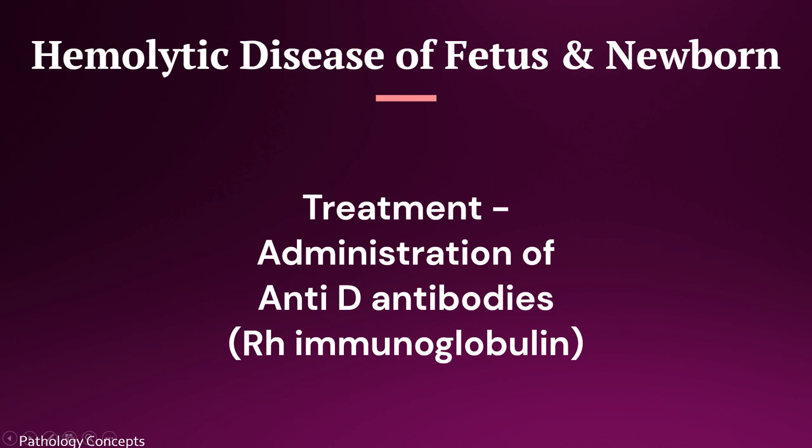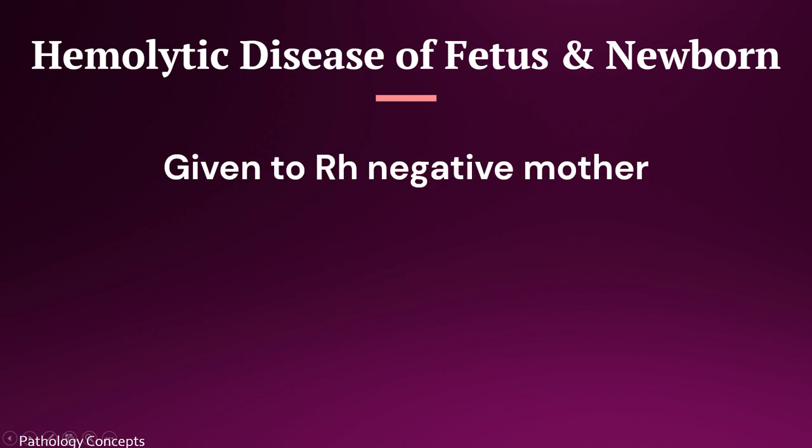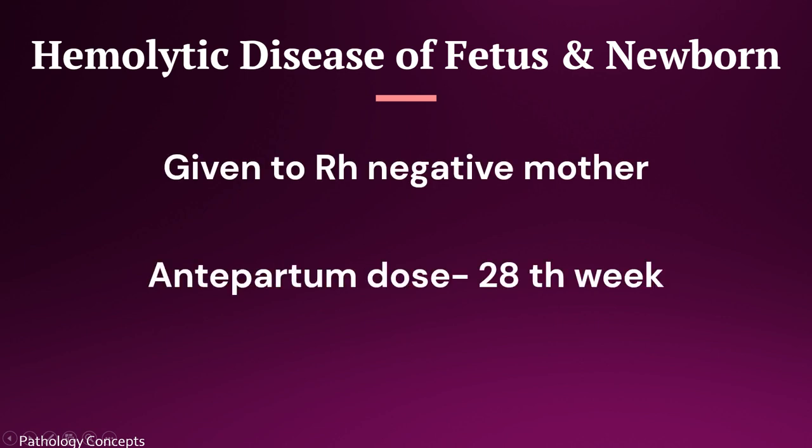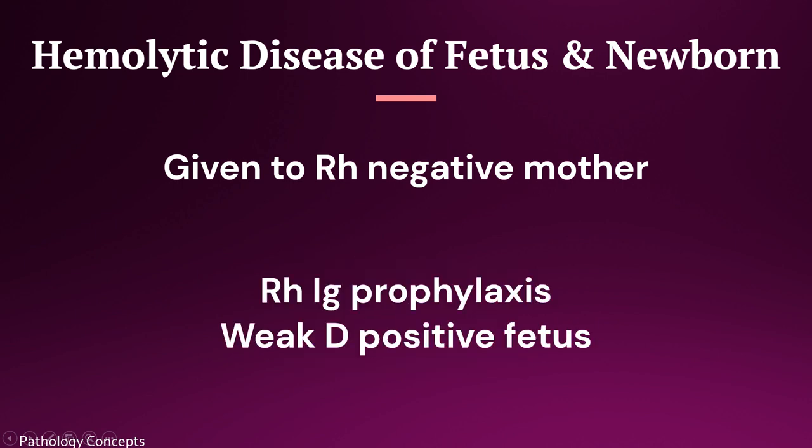The solution to this problem is Rh immunoglobulin. The Rh immunoglobulin is a solution containing human IgG anti-D. It is administered to the Rh negative mother during the 28th week of pregnancy, which is called the antepartum dose, and again after the delivery of an Rh positive infant, which is called the postpartum dose, or at the time of induced or spontaneous abortion. Rh Ig prophylaxis is also needed when the baby is weak D positive.